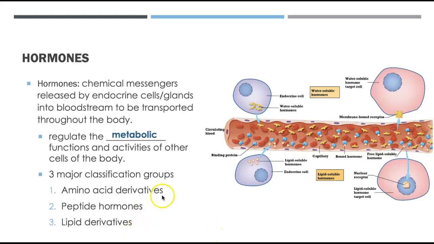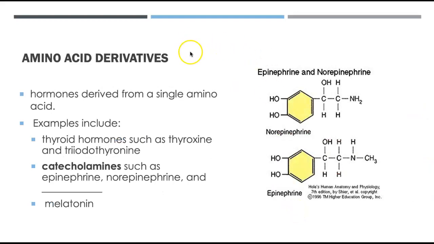So let's talk about each of these classifications first, and then we will revisit what is going on in this figure here. So first up is our amino acid derivatives. This means the hormone comes from a single amino acid. So examples would include our thyroid hormones such as thyroxine and triiodothyronine. You may also know these as T4 and T3.